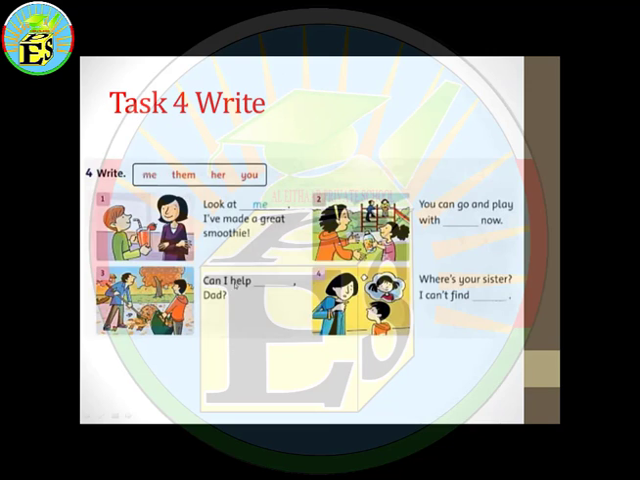This is how the task looks like. And here we have 4 pictures. Picture number 1, 2, 3, and 4. And the answer of picture number 1 is given for us.